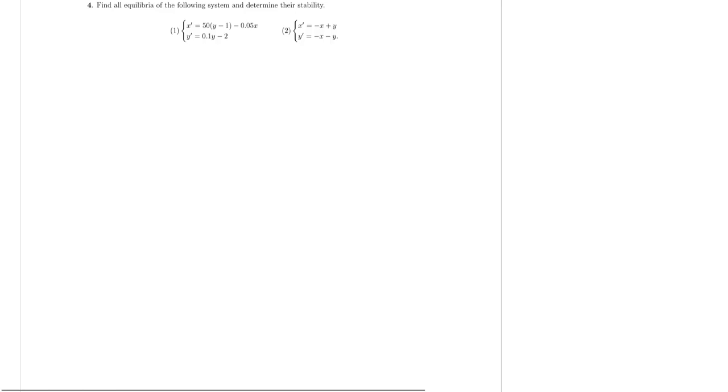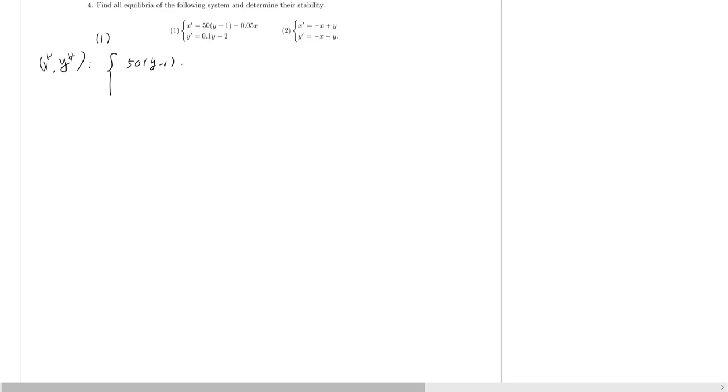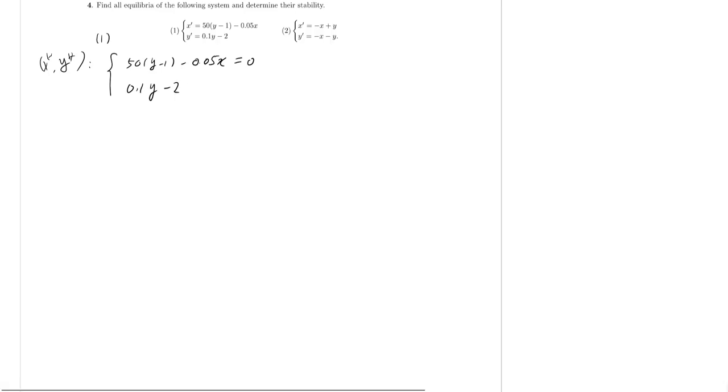So what we have over here is that to find equilibrium, now we have two components, x star and y star. How to find them? We solve a pair of equations simultaneously. So we have 50y minus 1 minus 0.05x is equal to 0. You may wonder why this example looks like this, because it is from an application, so we get this kind of pair of equations.